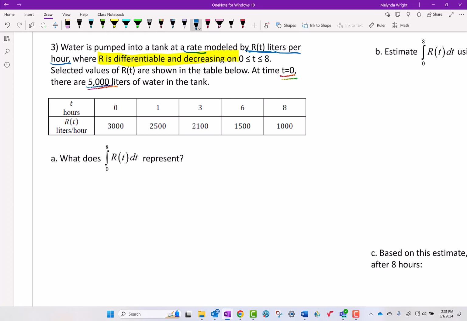Let's see. It says, what does the integral from 0 to 8 of R of t dt represent? This is a question that's important conceptually. We need to understand what it is we are finding. If R is the rate that water is entering the tank, and we integrate the rate, we get a quantity, right? We're going to get how much water there is.